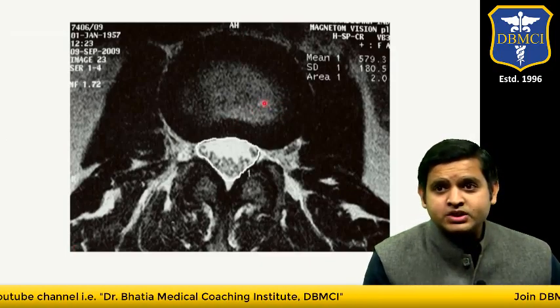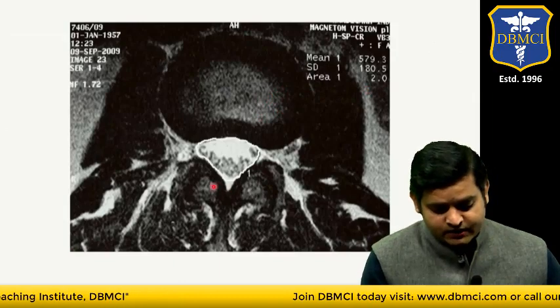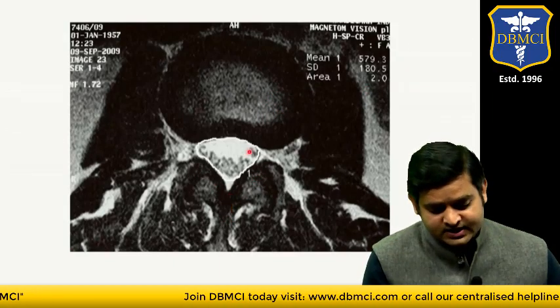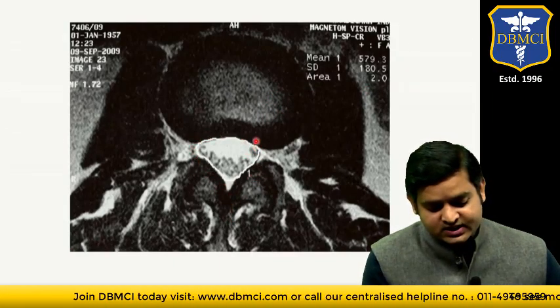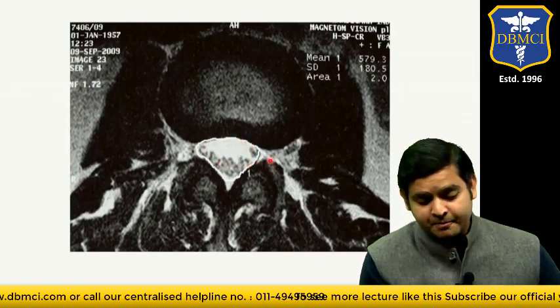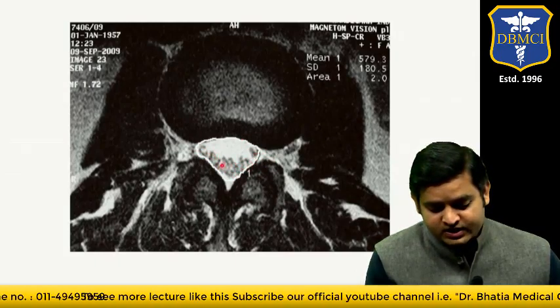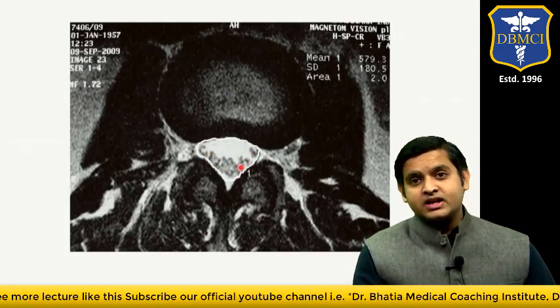If I mark some of the structures here, I hope you can see that this is the vertebral body, whereas these are the posterior elements, and in the center that you could see is the thecal sac, which is filled with CSF, and that is why it is appearing so white. Now in this white you can see these black dots. Okay, these black dots are the nerve roots.